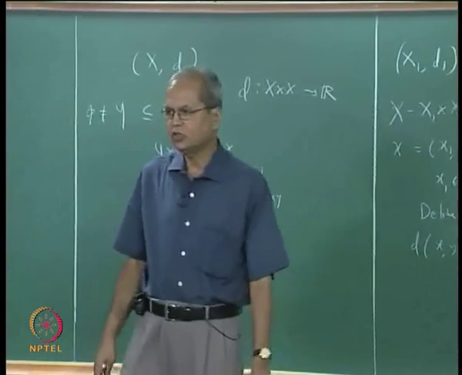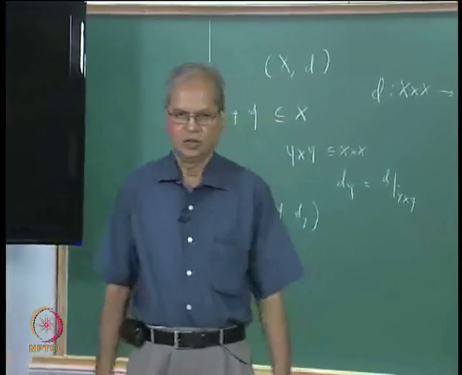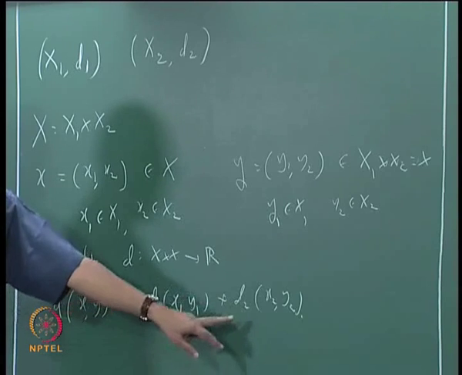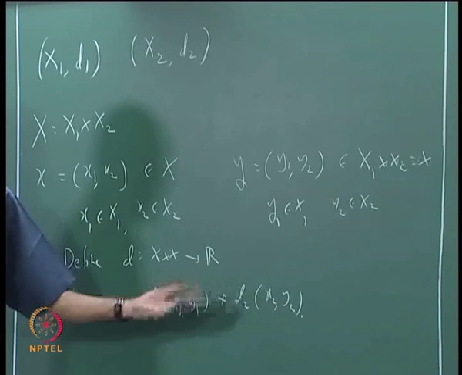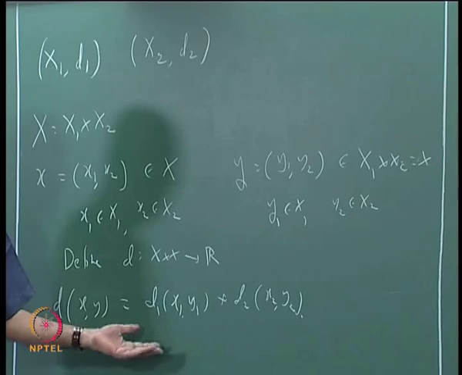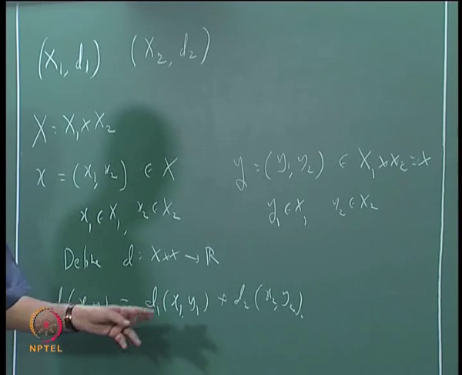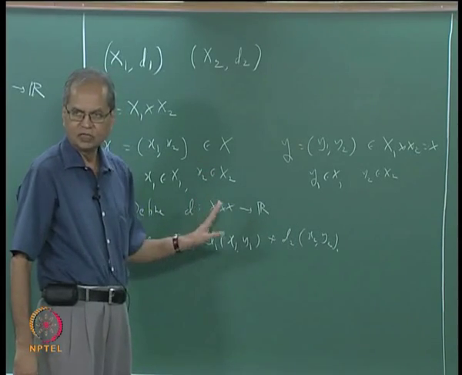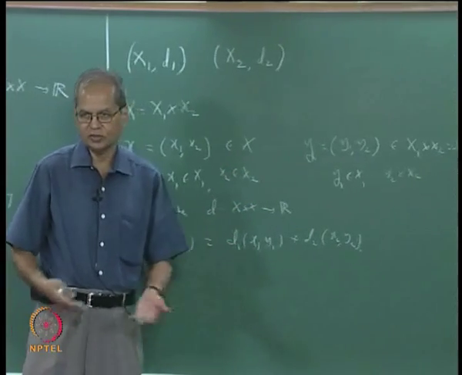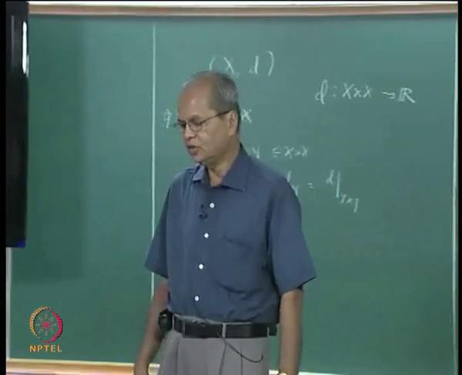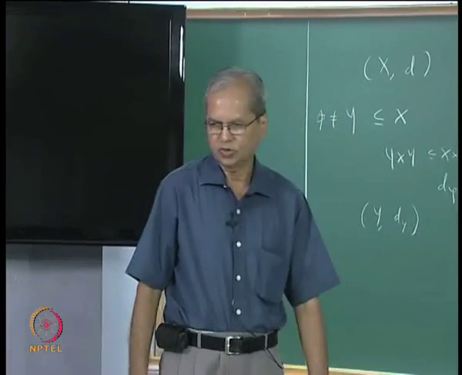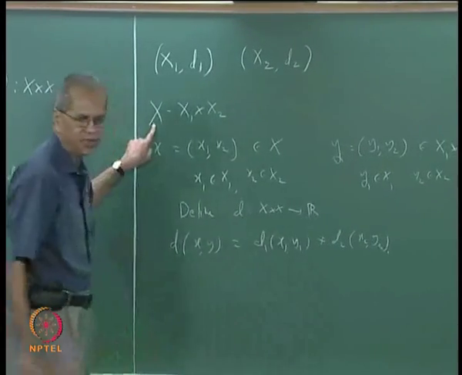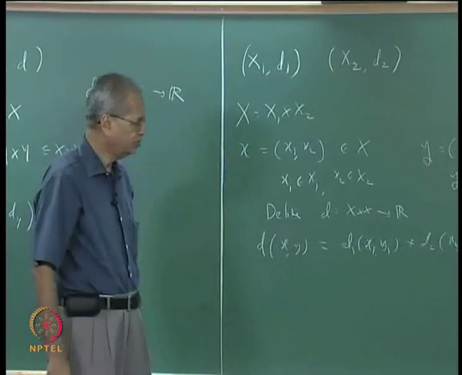And again, this is not the only way. I could have also taken d as the maximum of these two numbers, d1(x1, y1) and d2(x2, y2), that will also be a metric. And not only that, there are several other ways of combining, for example, I can take d1 square plus d2 square and take the square root of the whole thing, that will also give rise to a metric. So there are several ways of introducing a metric on the cross product of two metric spaces, and each of these will make this X a metric space.